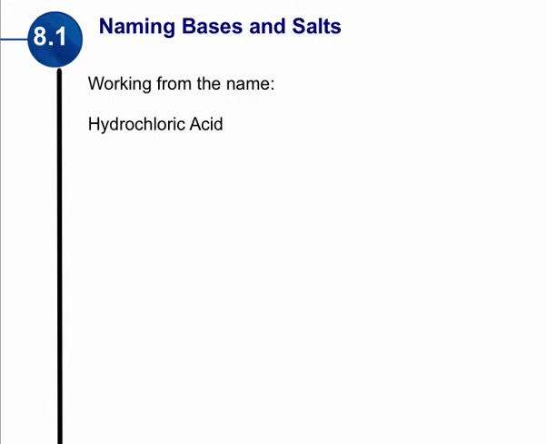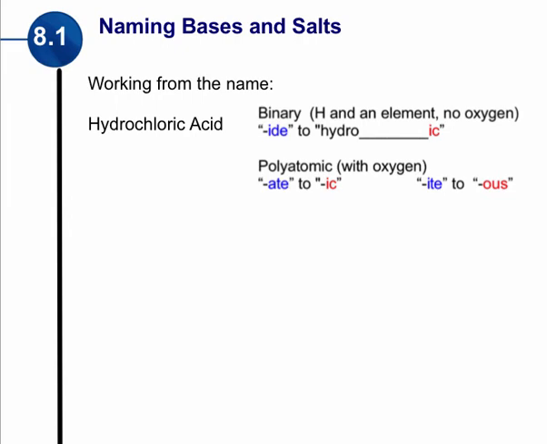Well, if we have the name of the acid, we can actually work backwards to find the formula. So if we have the name hydrochloric acid, if we remember our naming conventions, we have a hydro and an ic, which tells us we have a binary. It's going to be hydrogen with some element. And our element then is going to be the ide instead of the ic.